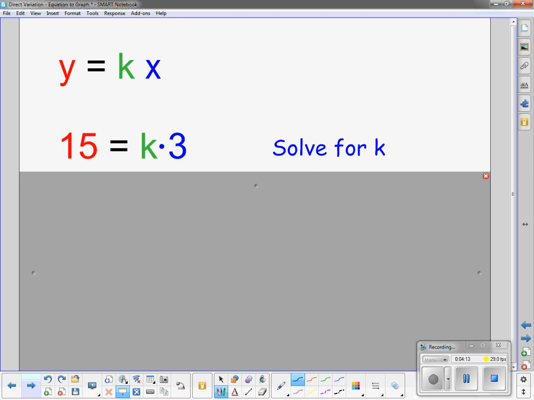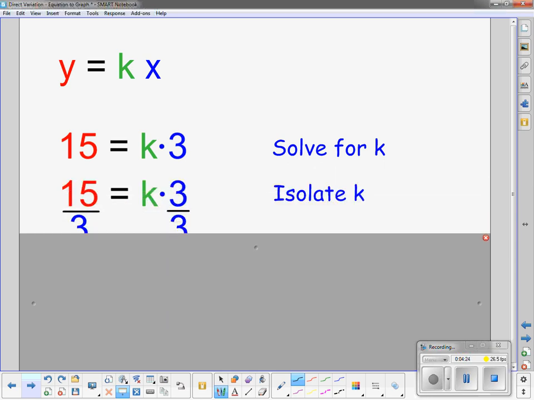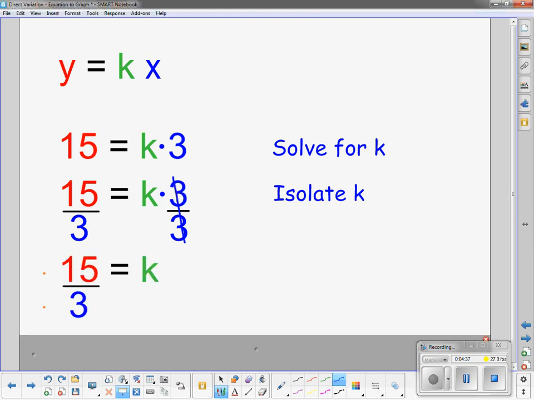And we're actually going to do this the same way we solve a one-step equation. So as we solve for k, we've got to isolate that variable, isolate the k. And to do that, we're going to divide both sides by 3. Now, once I divide 3 divided by 3, that allows me to cancel those out. And so now what I'm left with is k by itself on the right side and 15 divided by 3 on the left side. Now remember, this is giving us the exact same fraction that we had just previously looked at. So the numerator is our y and the denominator is our x.